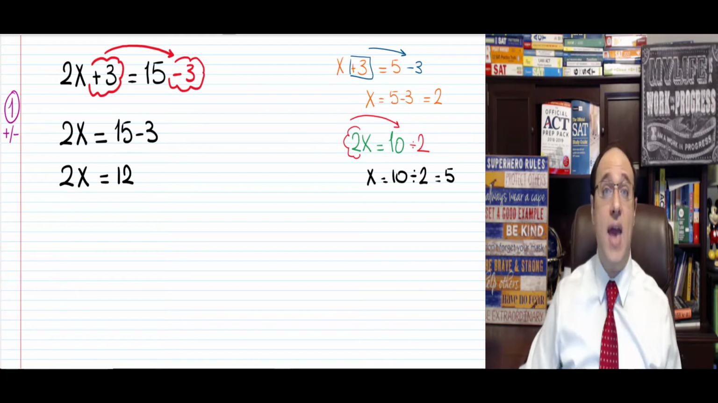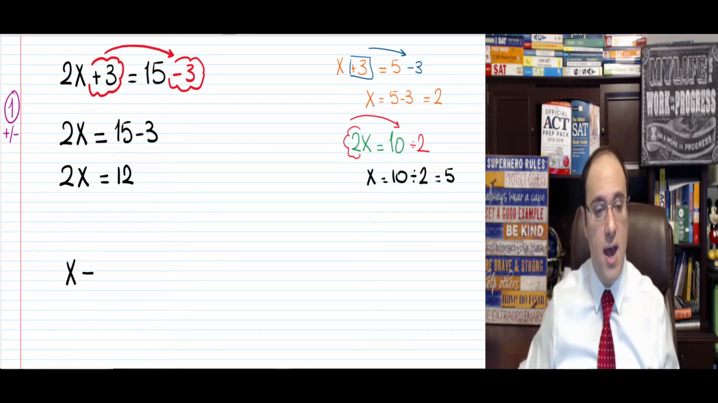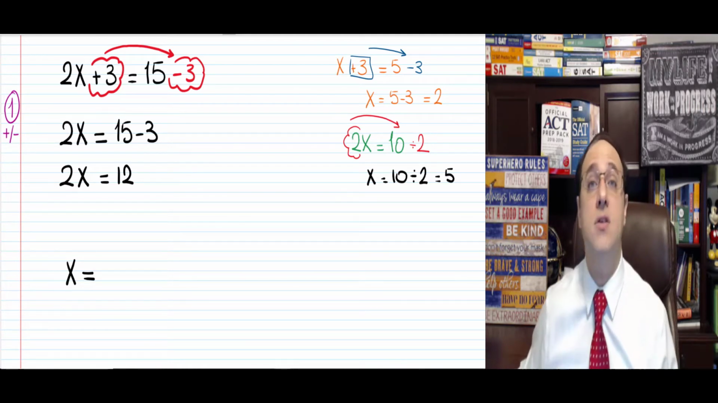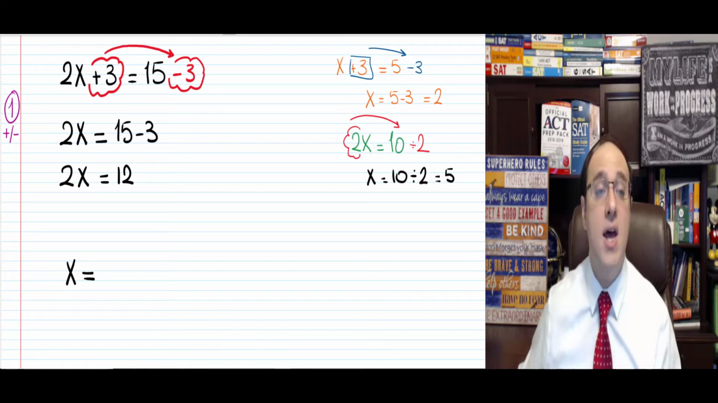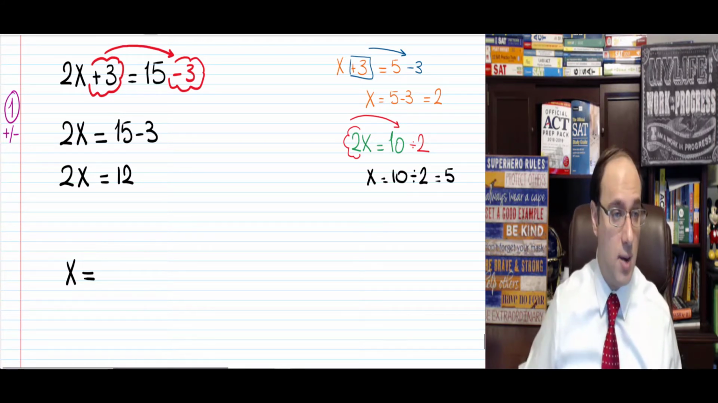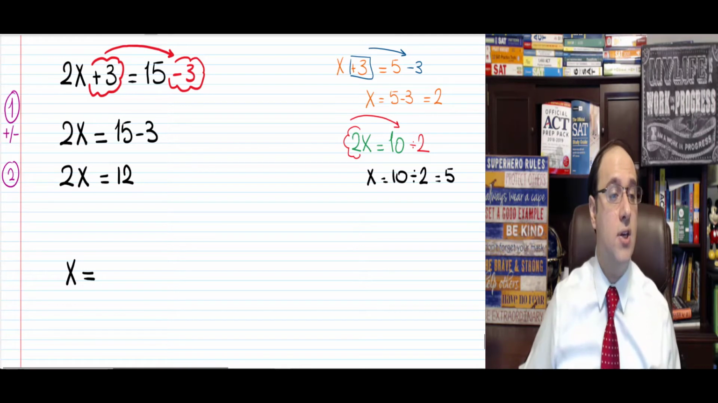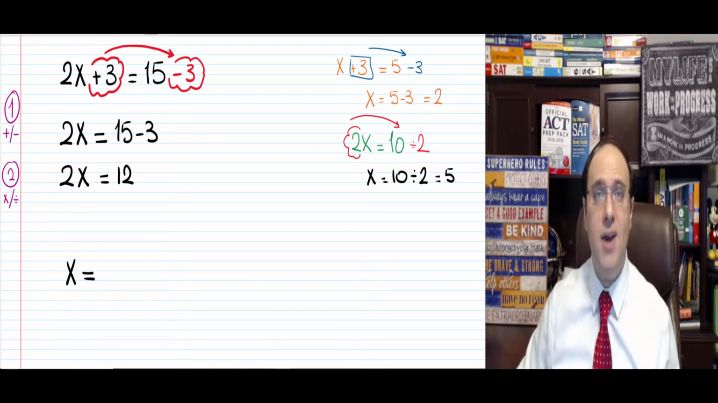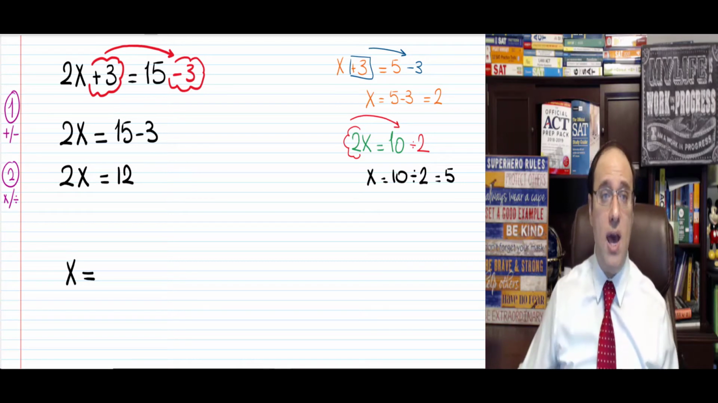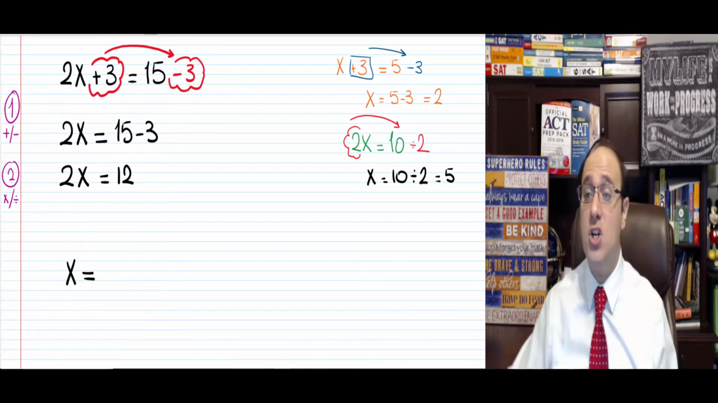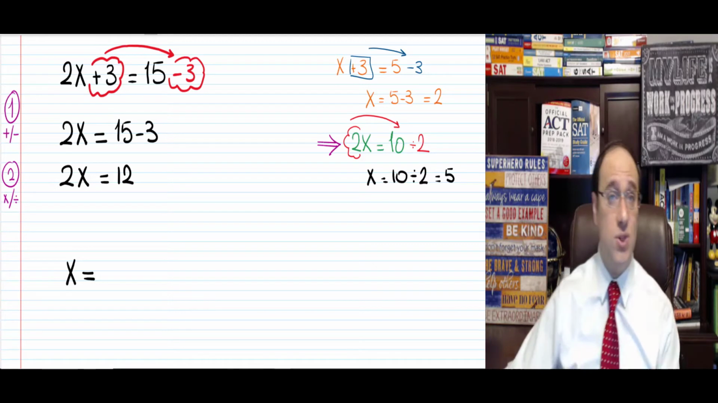Are we done? Is the answer 12? No. Remember, your final answer has to be x equals what? I'm trying to solve this equation, trying to find the value of x itself. Now we take this to the second step. Second step is to get rid of the times and the divided: any number that is multiplied or divided by the x, the variable I'm looking for. Here I have 2x equals 12, just like here I had 2x equals 10 on the right.